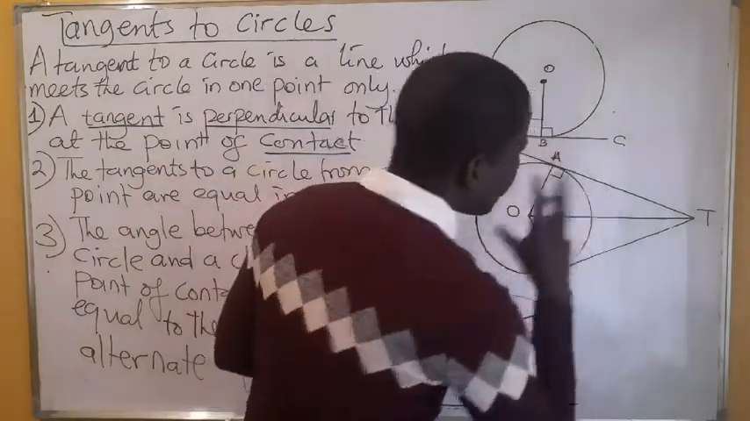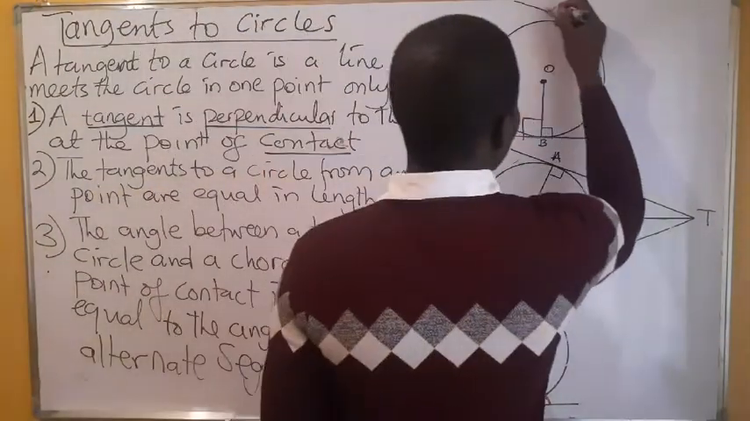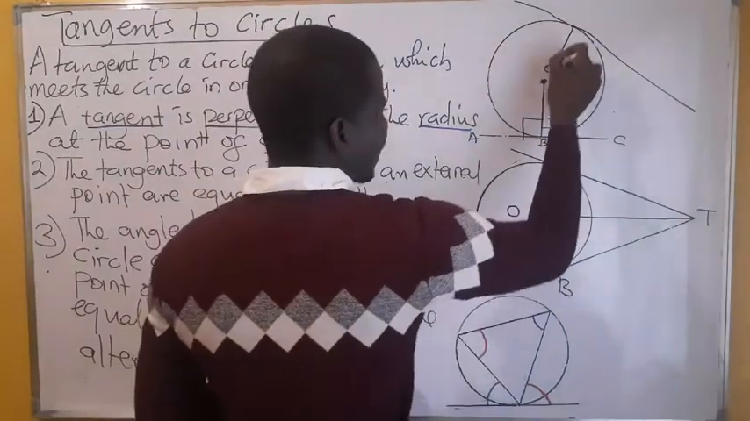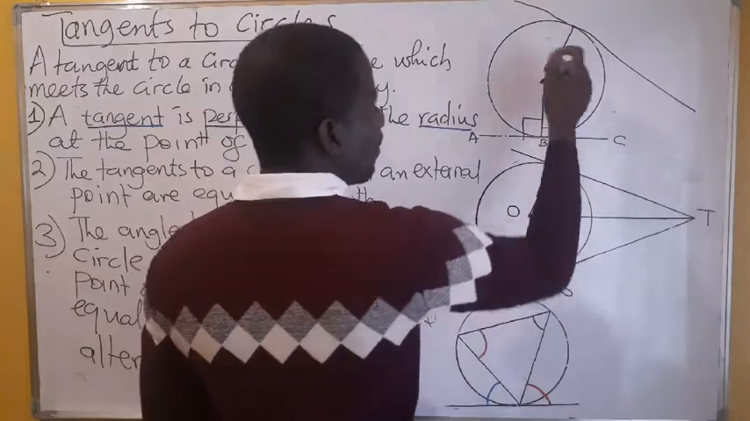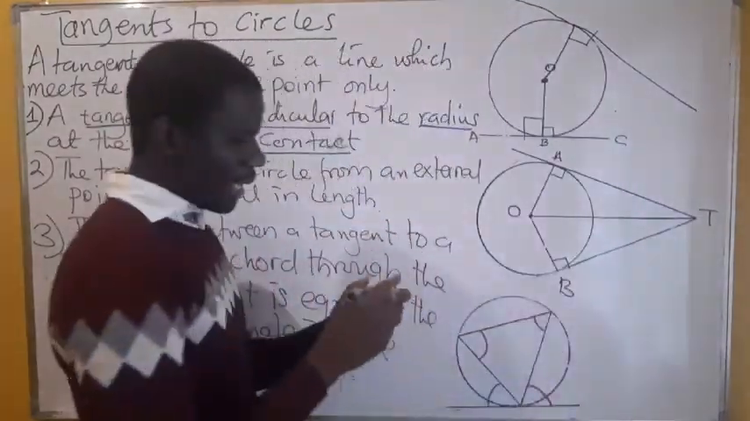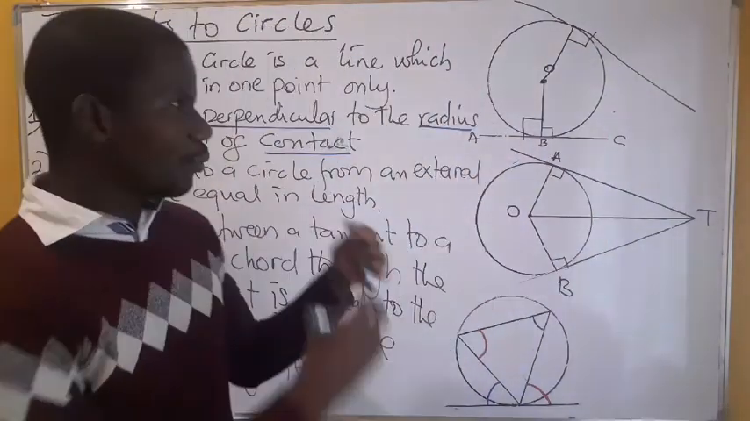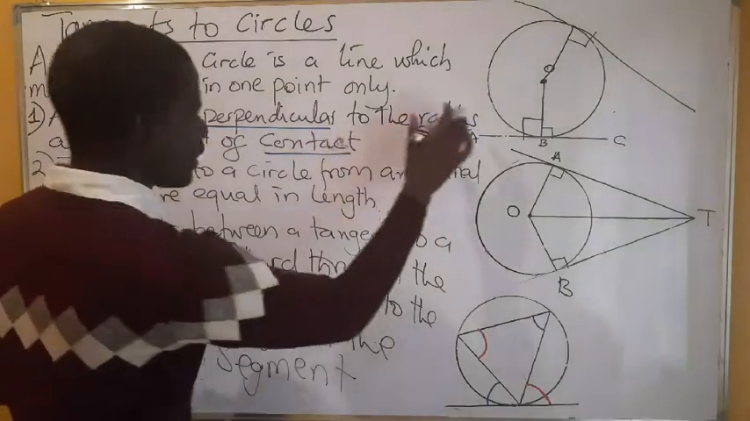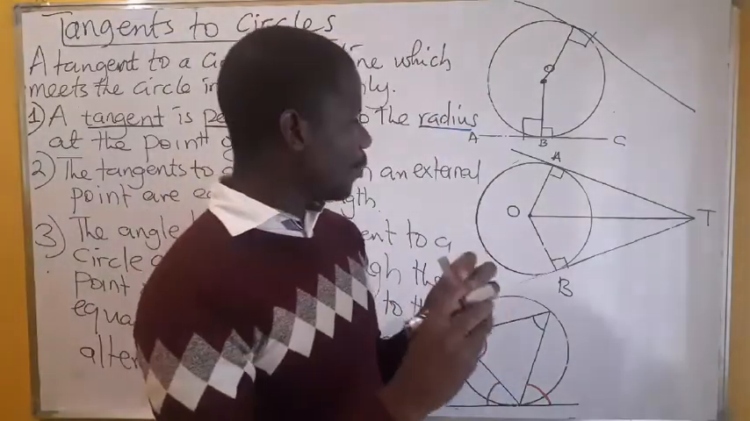This is not going to be indicated in the exam. They will just show you that here you have a tangent, and then there's the radius. You should be able to know that the point where these two meet forms 90 degrees. That is what the first theorem states: a tangent is perpendicular to the radius at the point of contact.